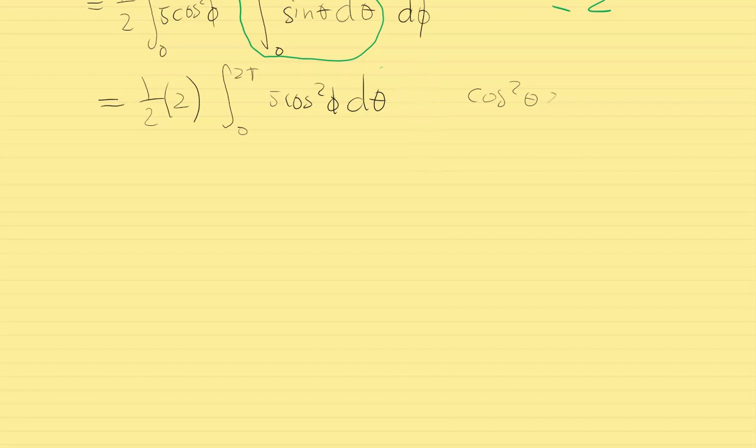So cosine squared theta, using an identity, is equal to 1 plus cosine 2 theta all over 2, so one half plus one half cosine 2 theta. This is a trigonometric identity. So instead of integrating cosine squared, we can integrate this one. So what will be the integral of this one?